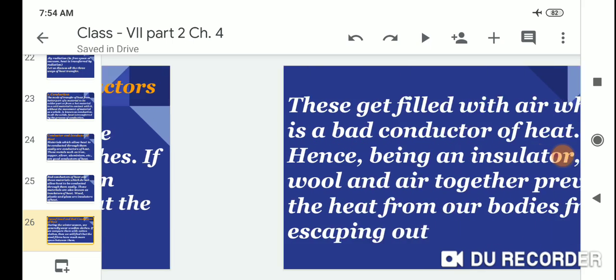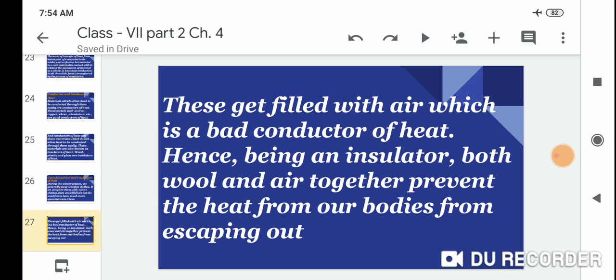These spaces get filled with air, which is a bad conductor of heat. Hence being an insulator, both wool and air together prevent the heat from our bodies from escaping out.